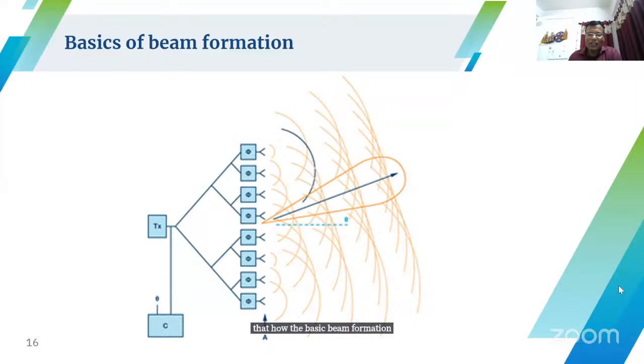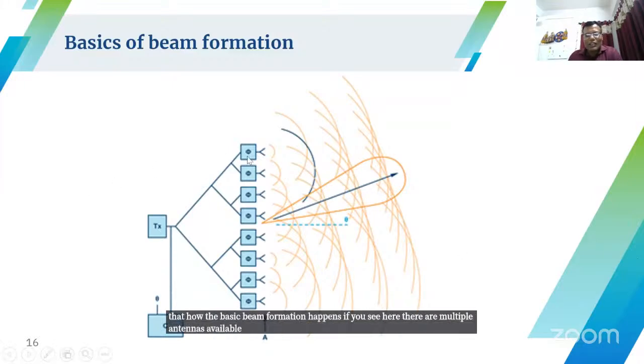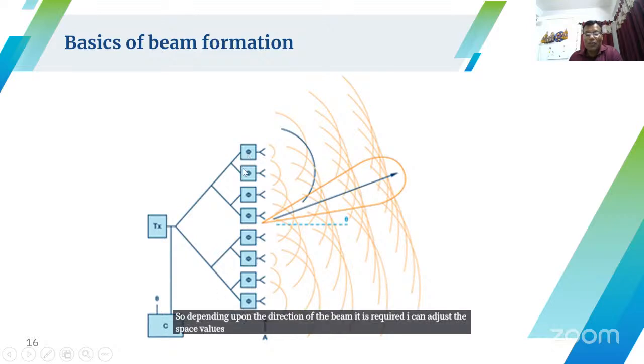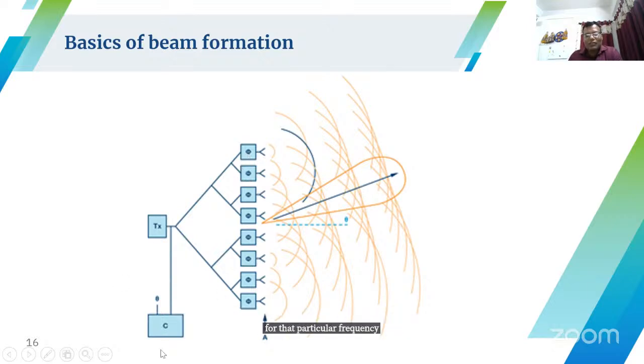If you see here, there are multiple antennas available, and each antenna will have a phase shifter. So this phase shifting value can be controlled by any microcontroller or microprocessor. Depending upon the direction in which the beam is required, I can adjust these phase values for that particular frequency. Then when the modulated signal is generated and comes to the transmit stage after amplification, the entire antenna array system will be able to transmit the beam in a particular direction.